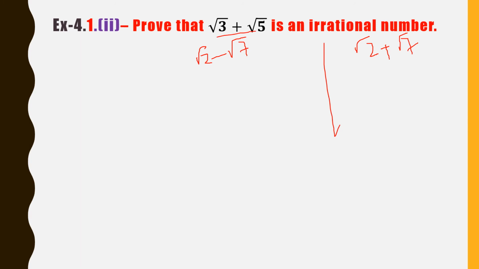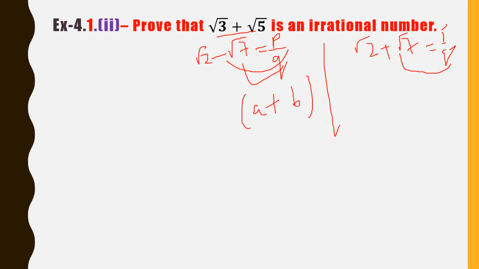Here minus means you will send this to the other side, equal to p by q. Here also it is equal to p by q. So when you send this there, it will become plus. Plus means you'll get a plus b whole square. If it is plus here, when you send it there, it will become minus, meaning it will be in a minus b whole square form. Here you'll get plus 2ab, here you'll get minus 2ab.